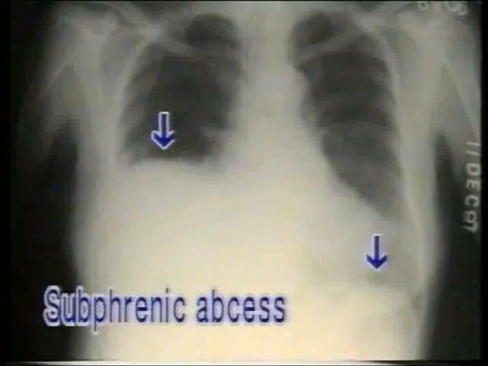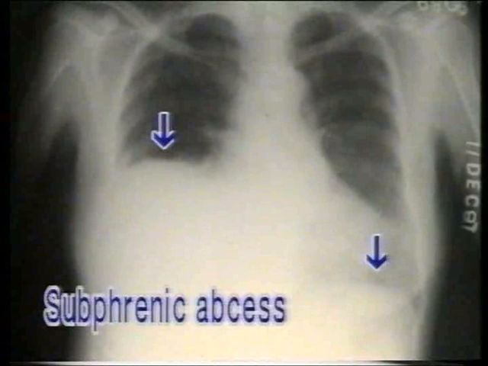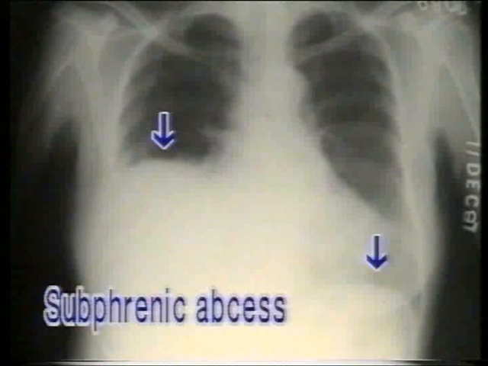But if there is a subphrenic abscess without air in it, an air fluid level will not be seen, and the only finding will be a raised hemidiaphragm. Note the raised right diaphragm in this X-ray. A definite diagnosis of subphrenic abscess is not possible on this X-ray. A subpulmonic effusion or a paralyzed hemidiaphragm will give a similar appearance of raised hemidiaphragm.